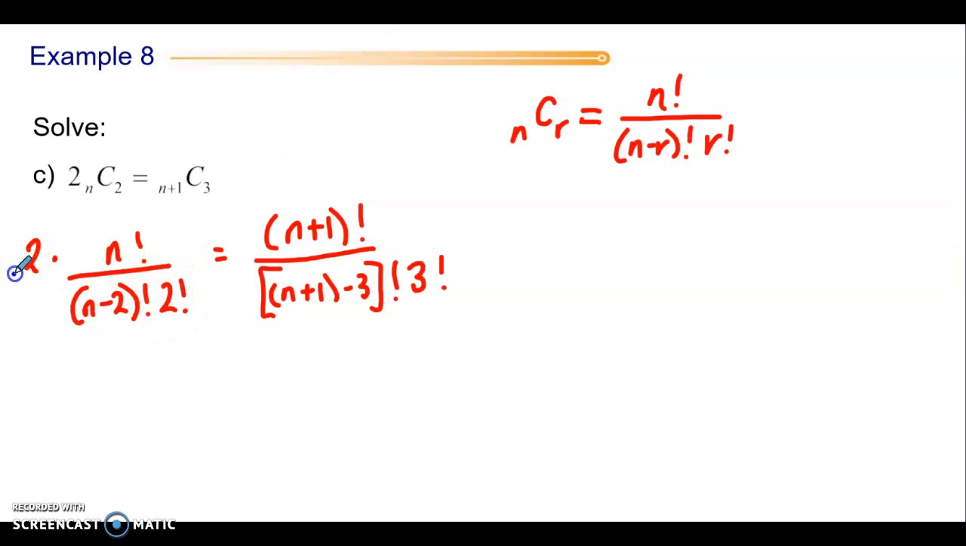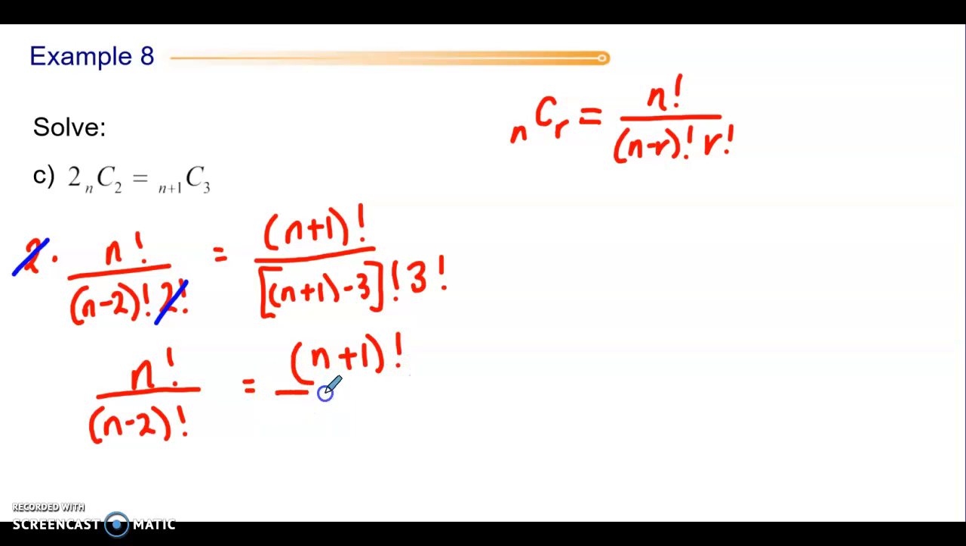We can see that 2 divided by 2, these are going to cancel out. And we have n factorial over (n minus 2) factorial equals (n plus 1) factorial divided by, and simplifying this one, we have (n minus 2) factorial times 3 factorial. 3 factorial is 3 times 2 times 1, which is 6.